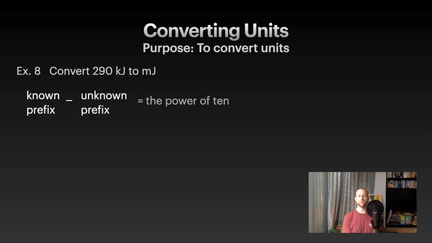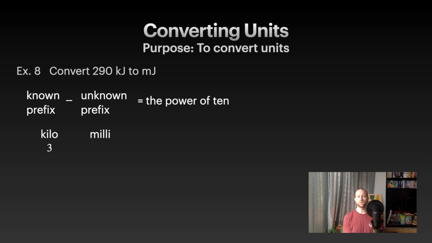And this is going to give you your power of 10. So let's take a look at this example. Our known prefix is kilo. It's kilojoules. It doesn't matter if it's joules, meters, whatever. We just need to know the prefix. Kilo, our unknown is milli. So we want to know what these values are.